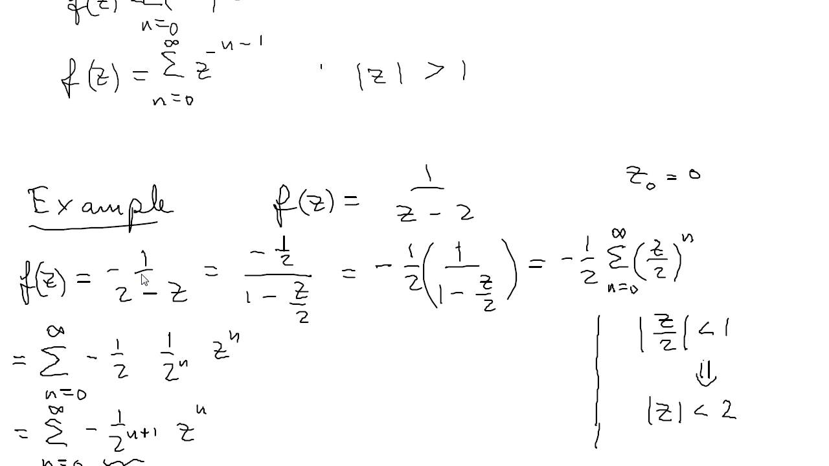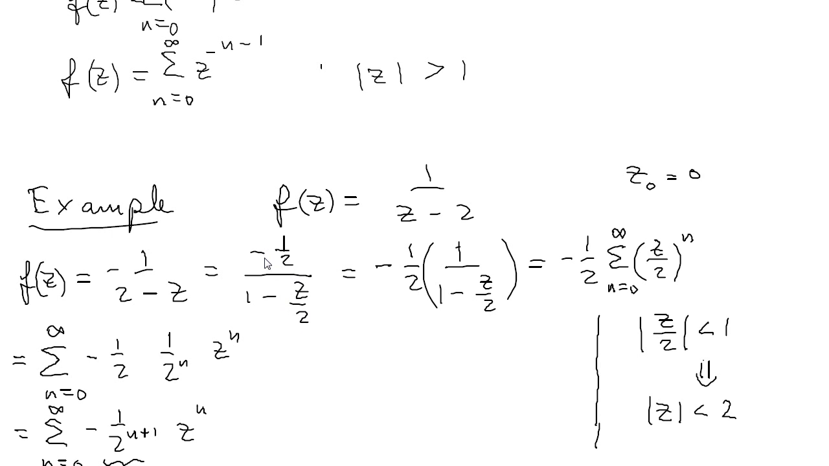Well, now we want something which is close to the limit of a geometric series, and I need in the denominator something which is 1 minus something. And what I'm doing then is just to divide by 2 in the numerator and denominator. Then I obtain this, minus 1/2 over 1 minus z over 2.